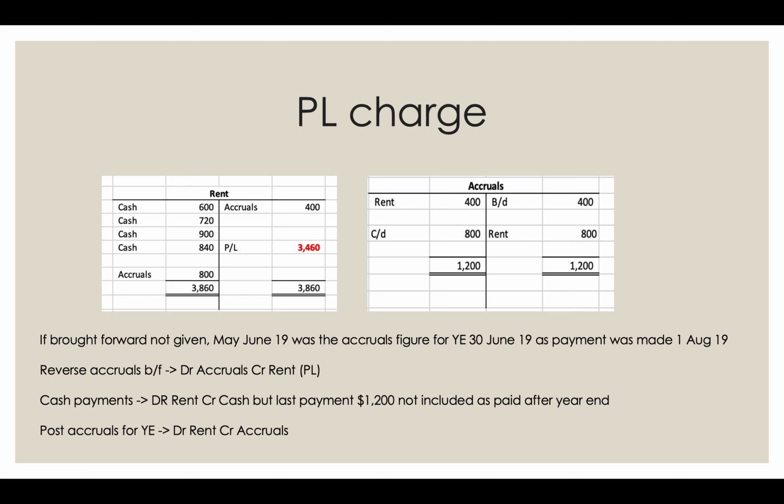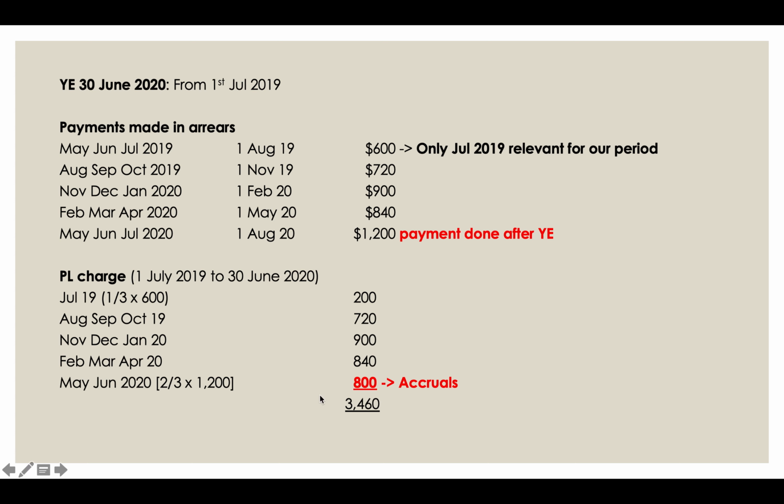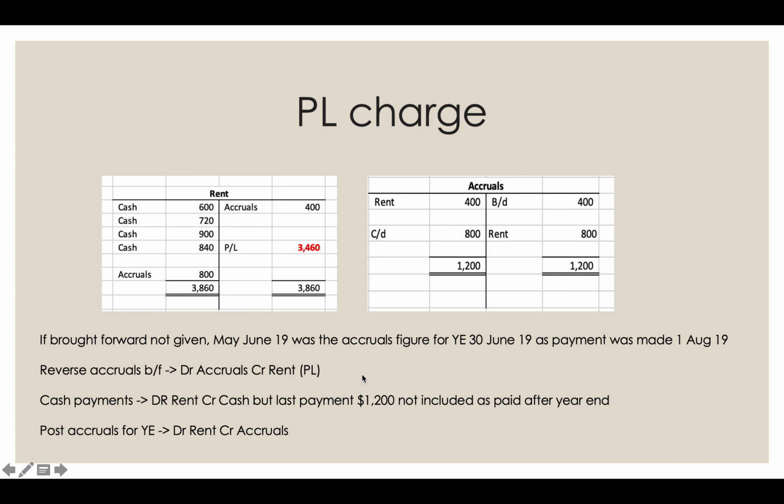Now the next step is to post your accruals for your year end. In this case, it is 800 right here. Therefore, you debit the rent account 800 and you credit your accruals by 800. Your P&L charge would then be the balancing figure, and your accruals for your SFP, statement of financial position, will be the carried down figure.